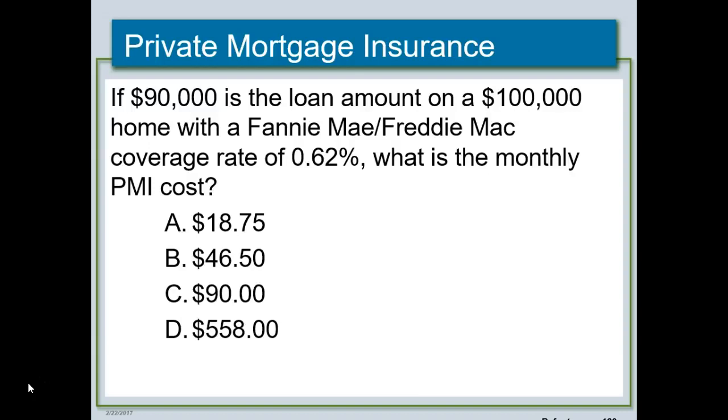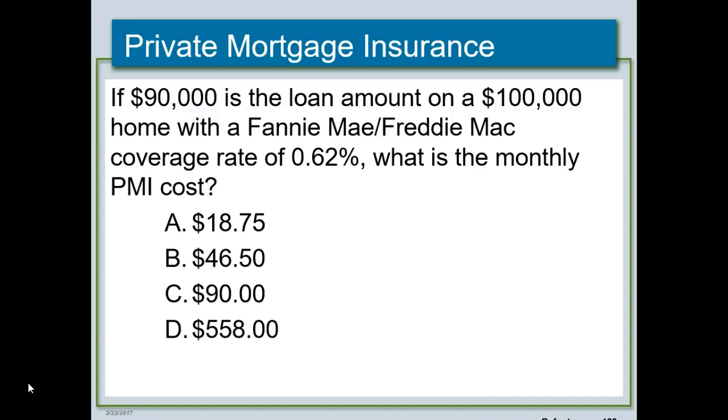When you think you have it, let me know. B. You're going to take $90,000. They're trying to see if you know to use the 90, not the 100, because it's based on the loan amount. The $90,000 times 0.62%. Key exactly that in your calculator and press equal, and then divide it by 12.